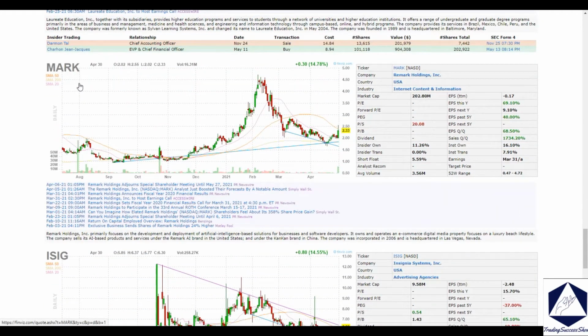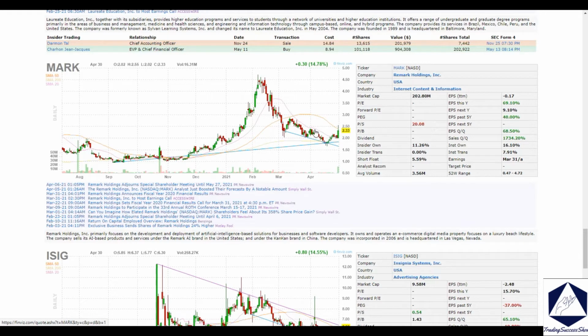MAROK, this one is pretty solid. Okay, we're just fighting the 50 moving average right now, but overall I'm looking for this kind of growth on MAROK. Overall I have a substantial amount of shares on MAROK because I believe in the company and I think they will go places.